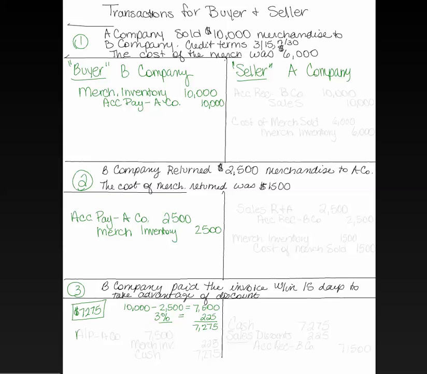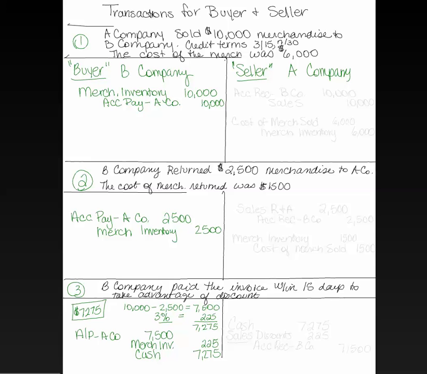As the buyer, we'll debit accounts payable, A company, for the full amount we owe them, which is $7,500. We'll credit cash for the amount of our check, $7,275, and we'll also credit merchandise inventory because taking advantage of the discount actually reduces the amount we paid for the inventory, and so we're going to reduce our inventory account. These are the 3 transactions for the buyer.